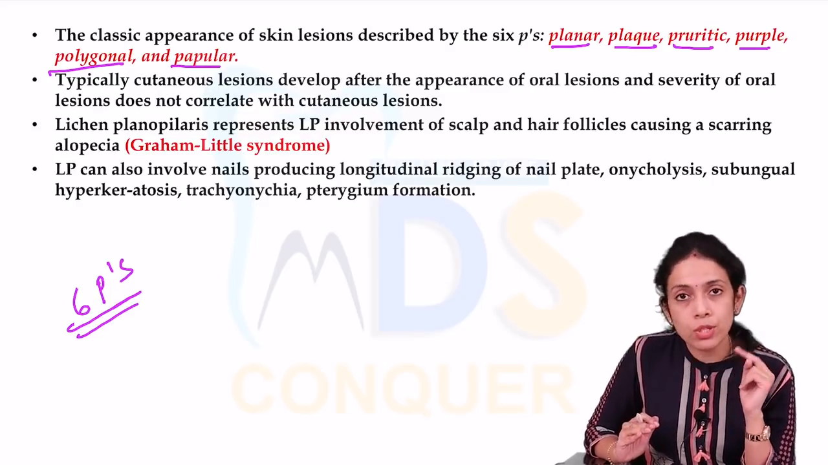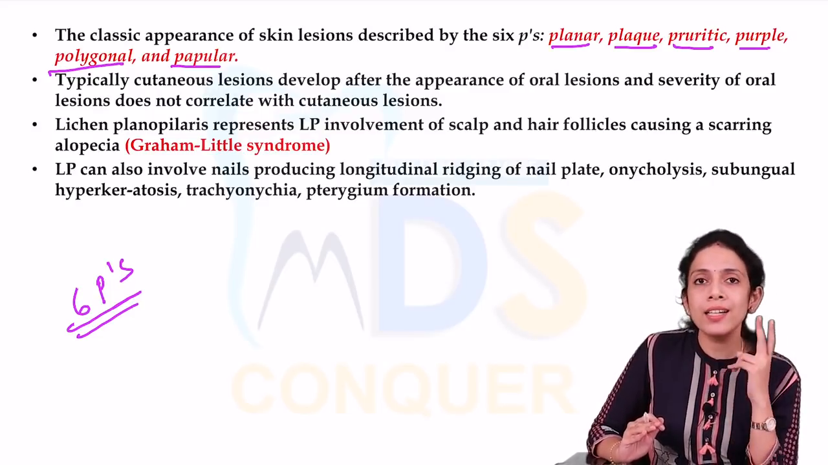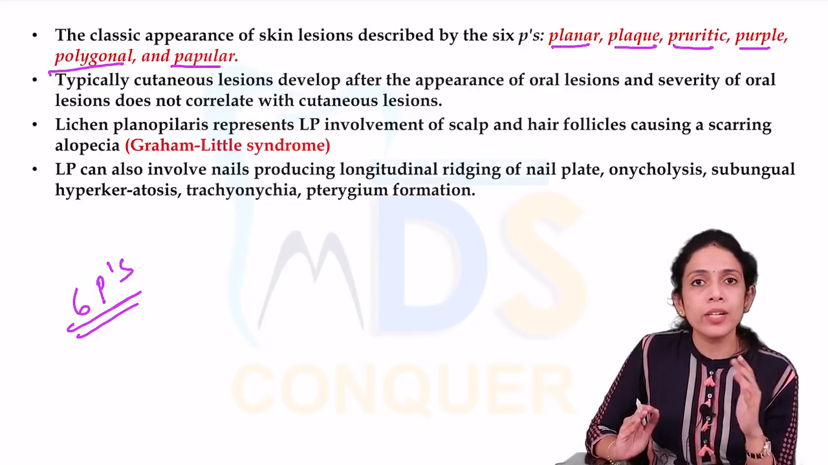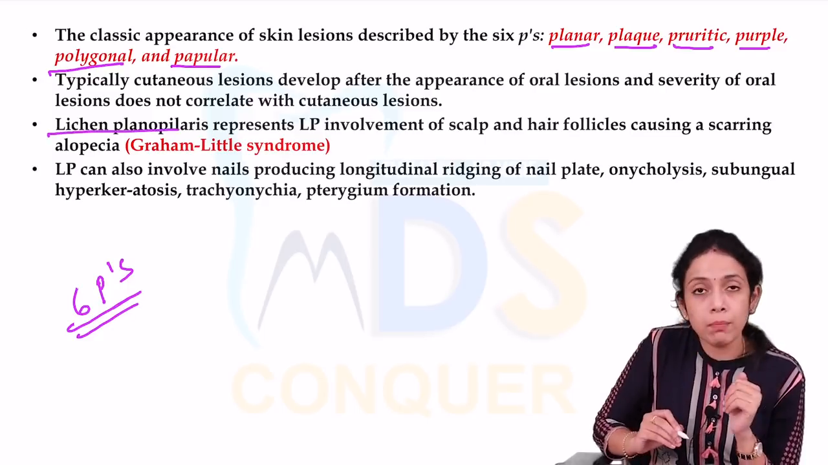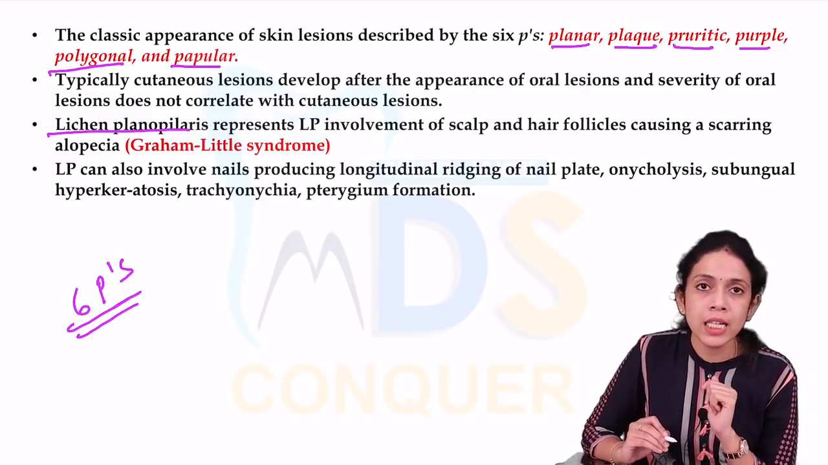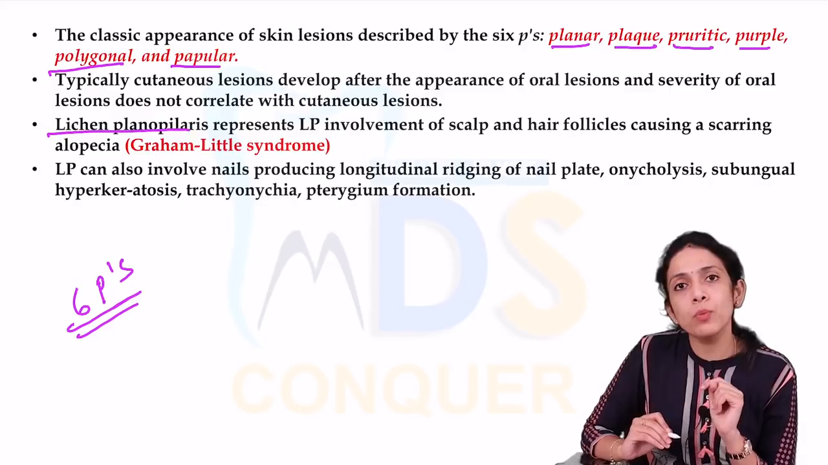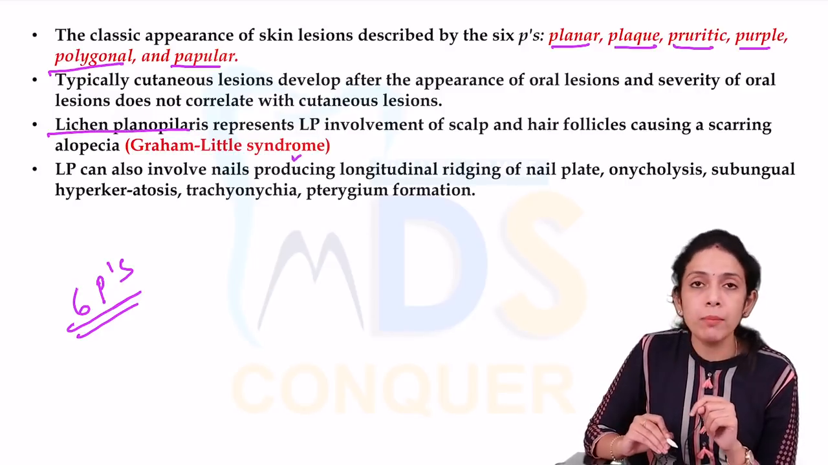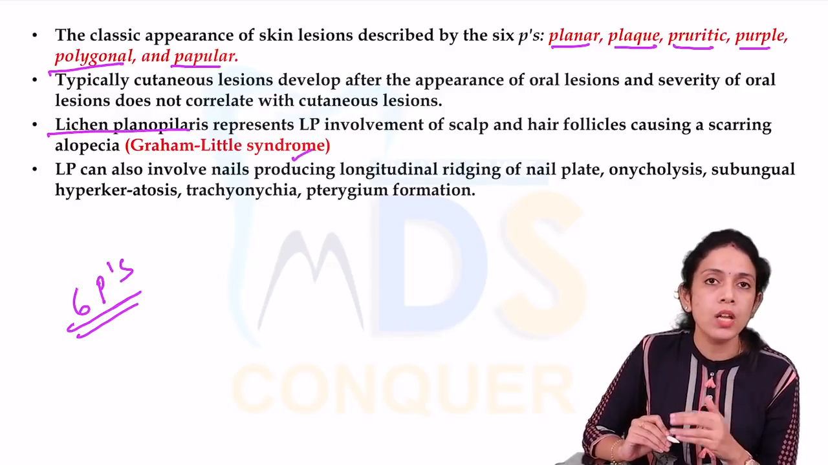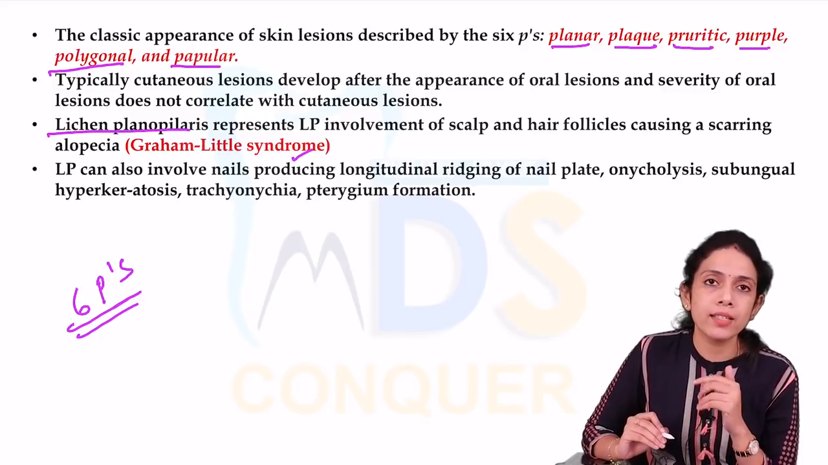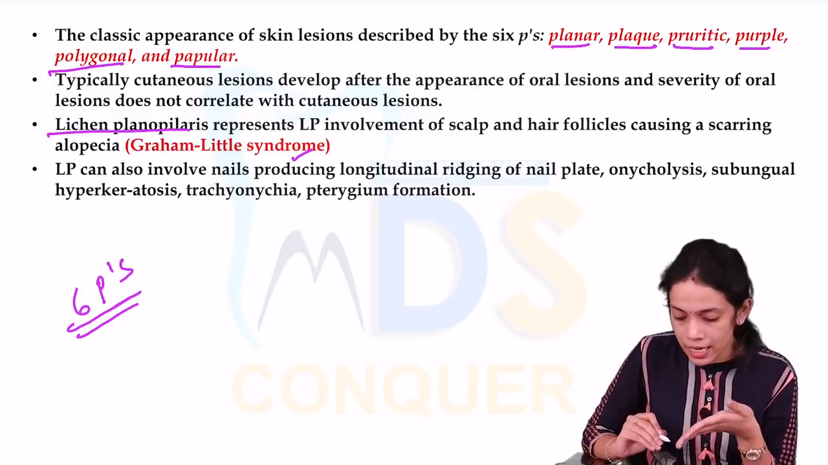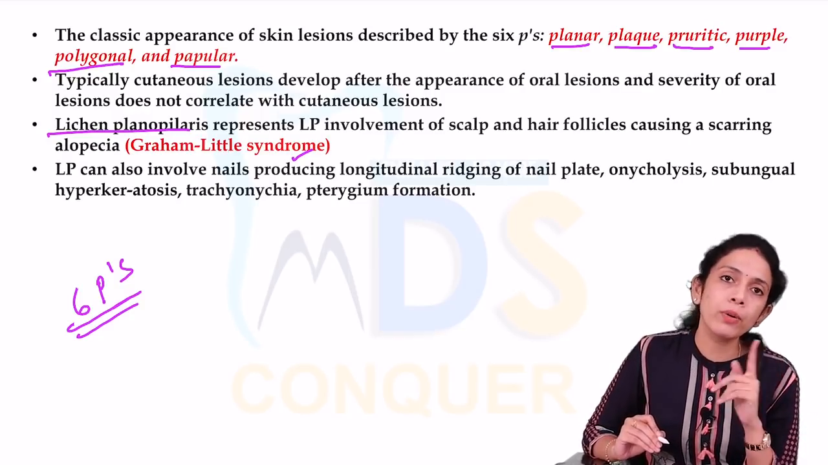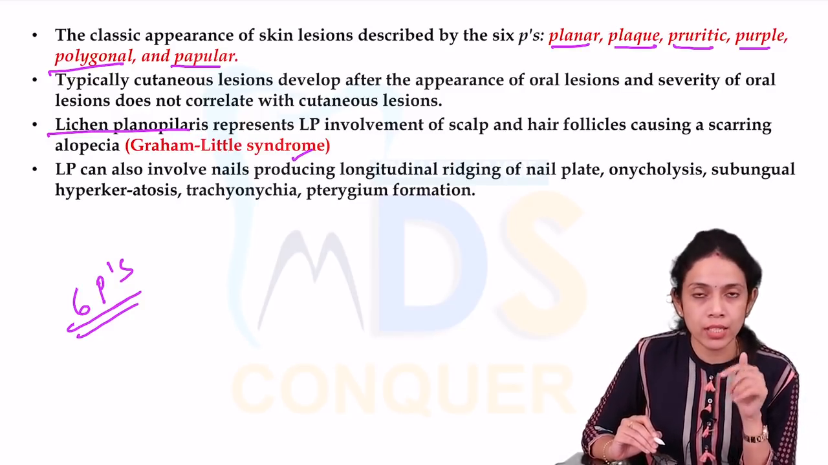Number 2, the patient was having alopecia and scarring of the scalp, right? So it is nothing but lichen planopilaris. It is lichen planopilaris which is involving the scalp, and that is being seen with a syndrome called Graham-Little syndrome. So one of the syndromes which is associated with lichen planus is Graham-Little syndrome. We already know Greenspan syndrome, right? Besides that, it is Graham-Little syndrome, and one more syndrome is vulvovaginal gingival syndrome.